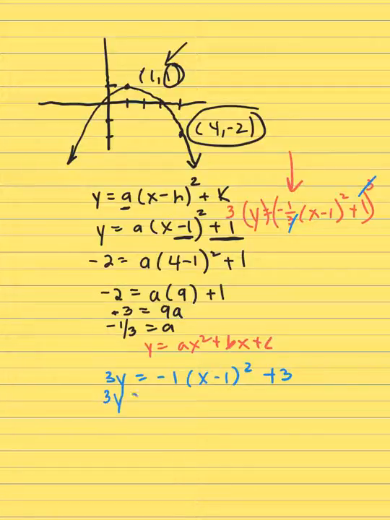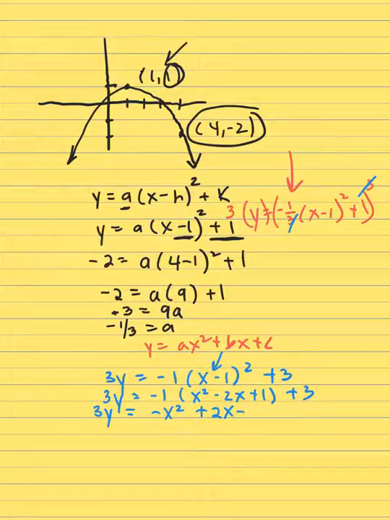So that's 3y equals -1. Square this, (x minus 1) times (x minus 1), and that gives me x squared minus 2x plus 1, plus 3. So that's 3y equals -x squared, I'm distributing that -1, plus 2x minus 1 plus 3. That's 3y equals, basically what we're trying to do is just solve for y. This is -x squared plus 2x plus 2.